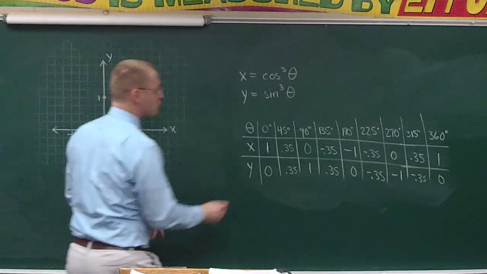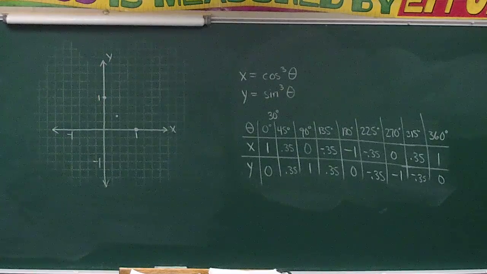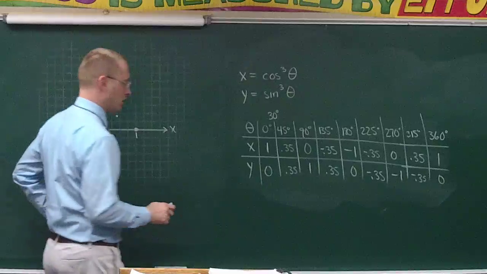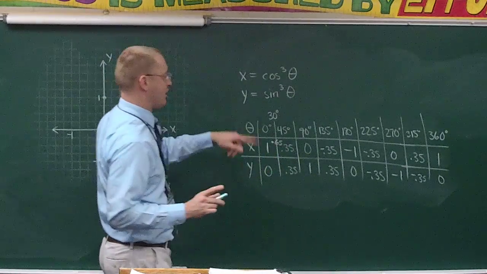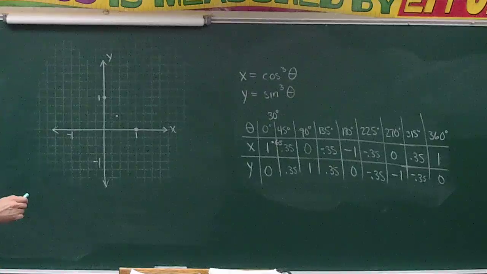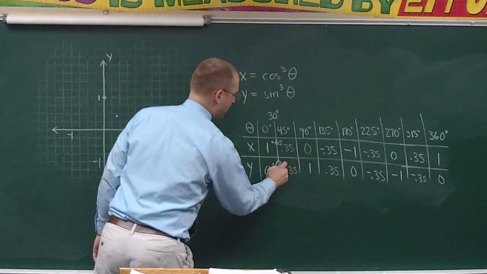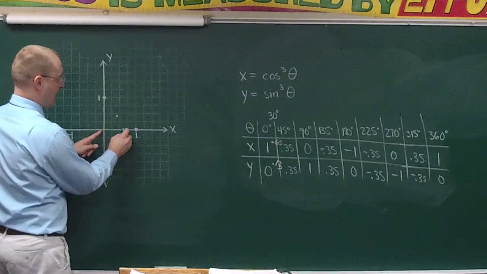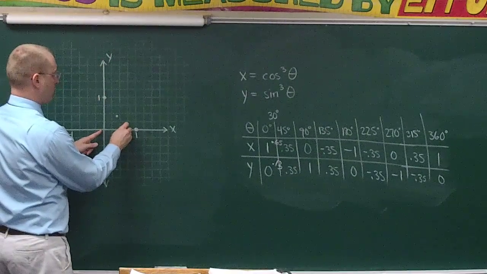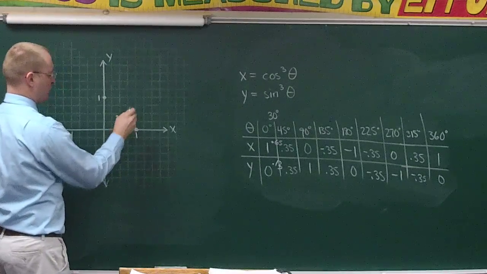It might not hurt. Let's do 30 real quick. Do 30 for the cosine real quick. I just want to get another number. Cosine 30, cube it. 0.65. Okay, now do sine 30, cube it. 0.125, so 0.13-ish. All right, so that would be 0.65, 0.13. So right about here.